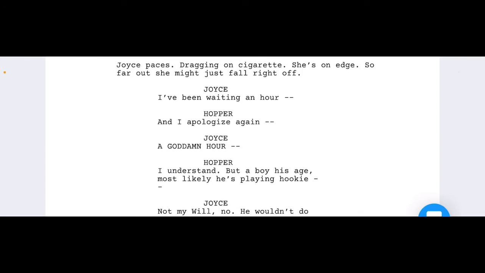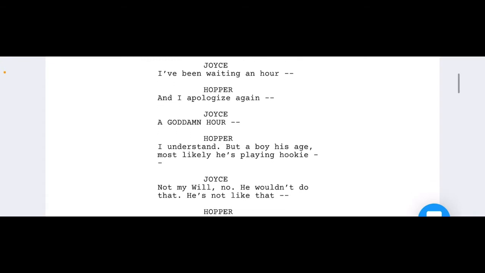Joyce paces, dragging on a cigarette. She's on edge, so far out she might just fall right off. So that's pretty obvious as well, that Joyce is in a state of high stress. And Joyce says, I've been waiting an hour. And Hopper says, and I apologise again. The fact that she's been waiting an hour means she's obviously even more stressed about whatever's wrong. I spoke before about what's wrong with her, but we're analysing this as if we don't know any of that.